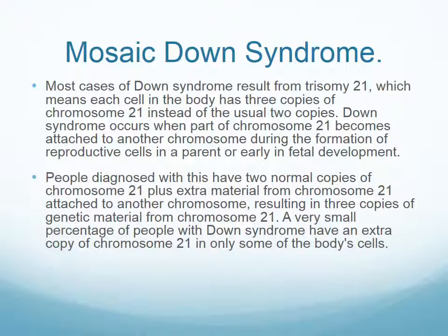People diagnosed with this have 2 normal copies of chromosome 21, plus extra material from chromosome 21 attached to another chromosome, resulting in 3 copies of genetic material from chromosome 21. A very small percentage of people with Down syndrome have an extra copy of chromosome 21 in only some of the body's cells.